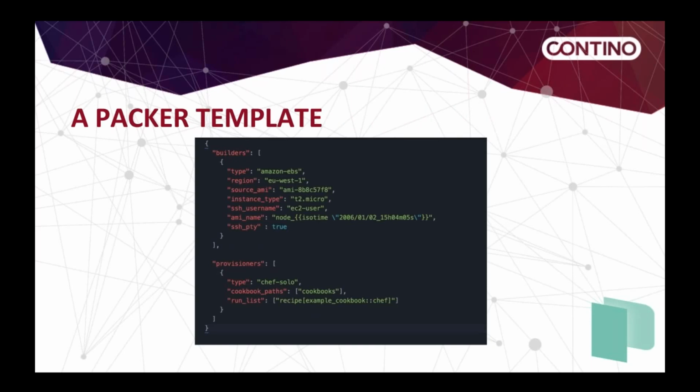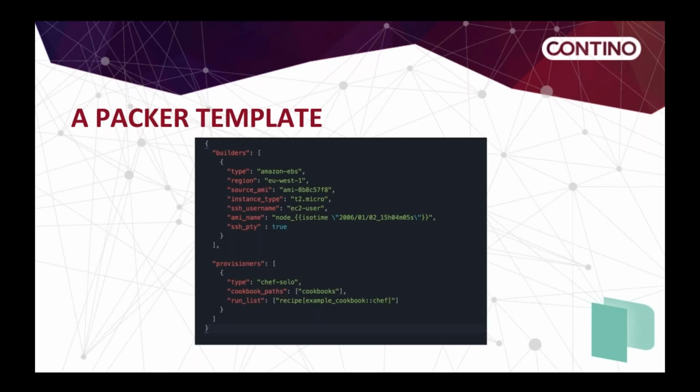So we have the type at the top there. We're saying we're going to build Amazon Elastic Block Storage, and then we're going to place this image in EU West 1. This is for AWS, by the way. And then the source AMI, so this is where you would specify your base AMI that you want to build on top of. So it could be Red Hat, it could be a Windows image. That's where you would specify that.